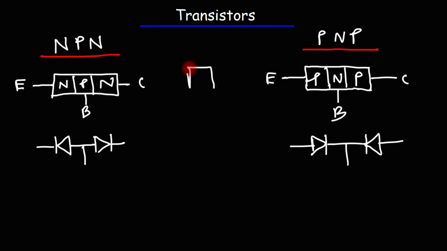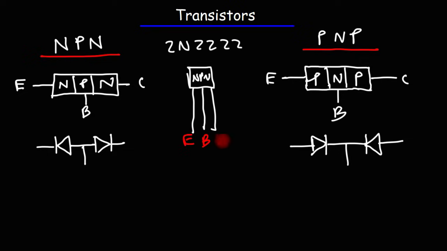Now, if you purchase, let's say, one of the small NPN or PNP transistors, they will look like this. Let's use the 2N2222 NPN transistor. This is the emitter, this is the base, and that is the collector.